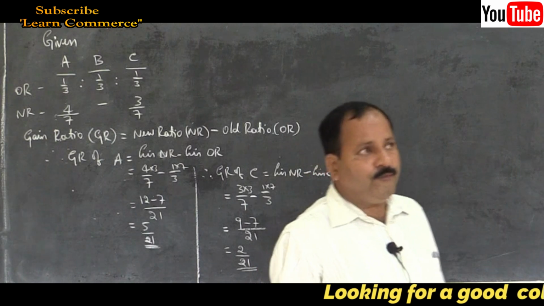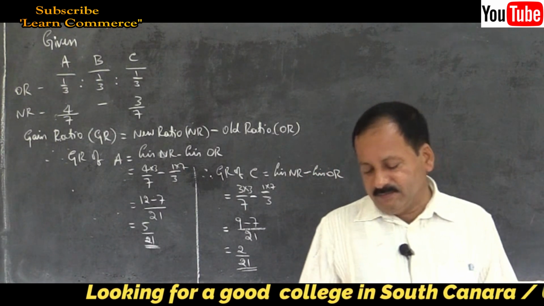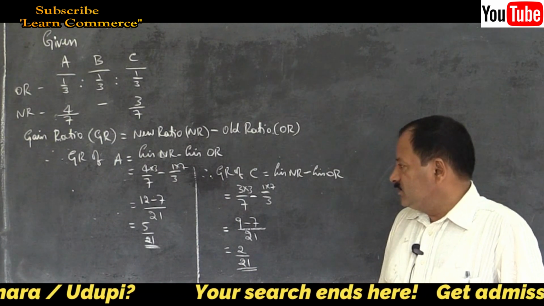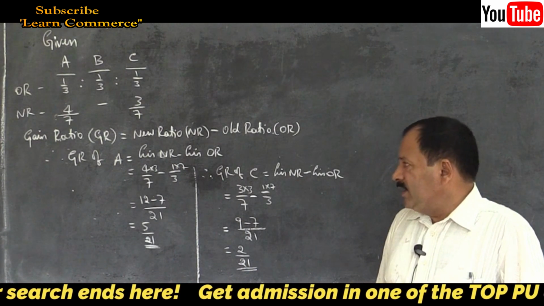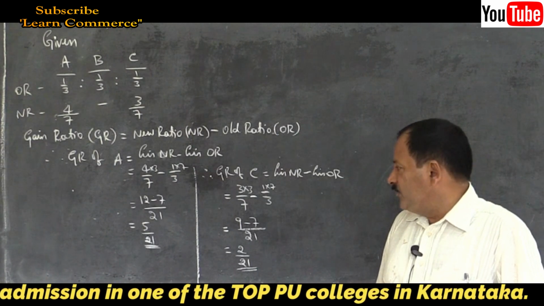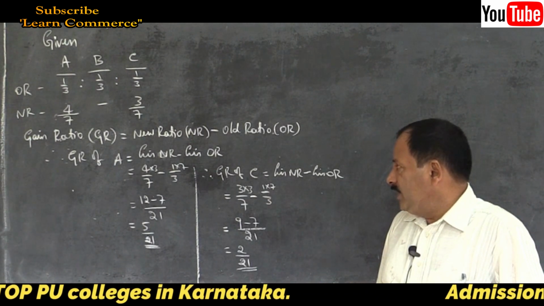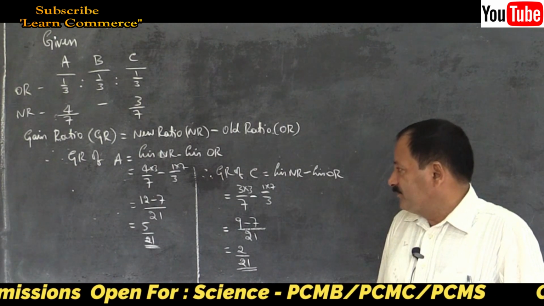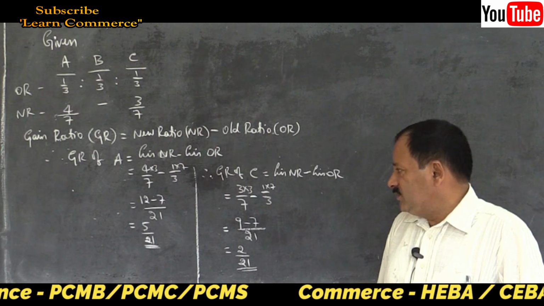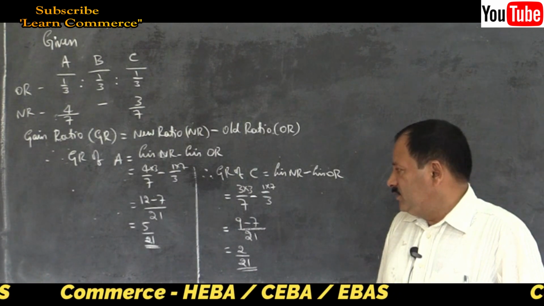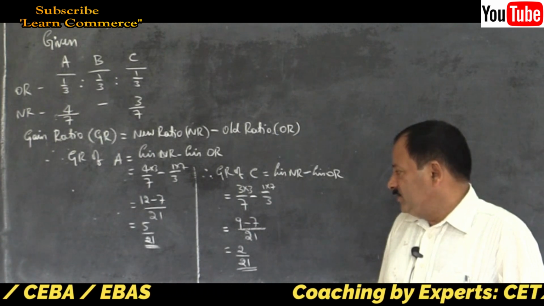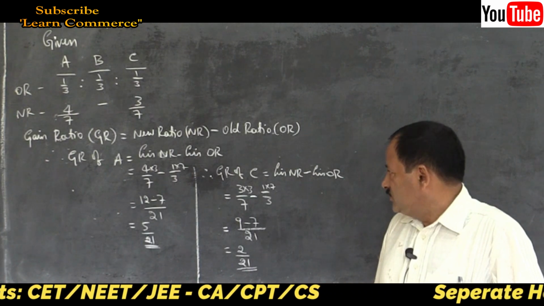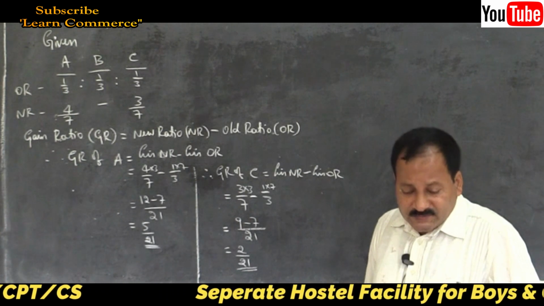Now what you should do? You should write the final answer, correct? So write in one sentence. Therefore, gain ratio of A and C is equal to 5 by 21 is to 2 by 21. So your problem is solved.